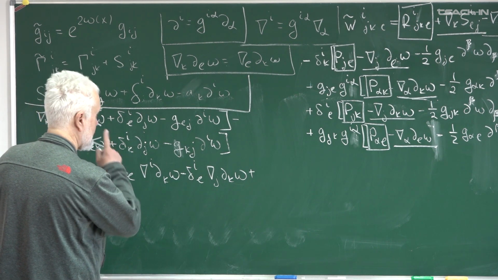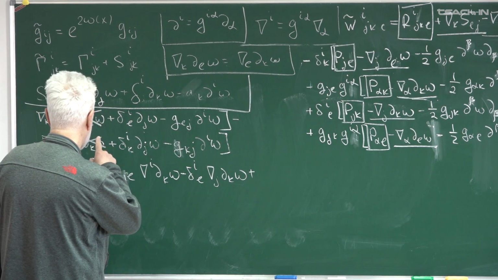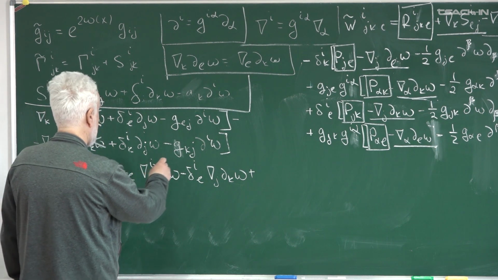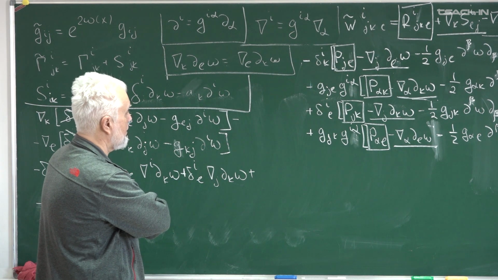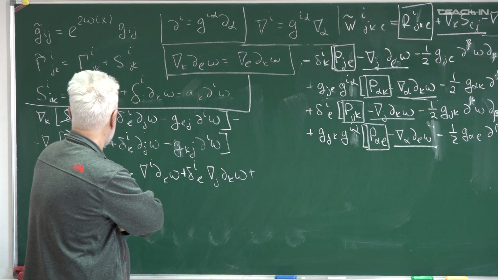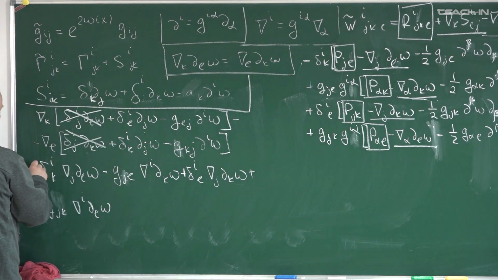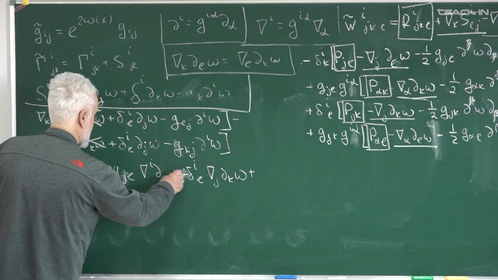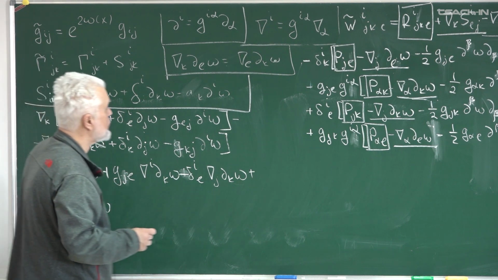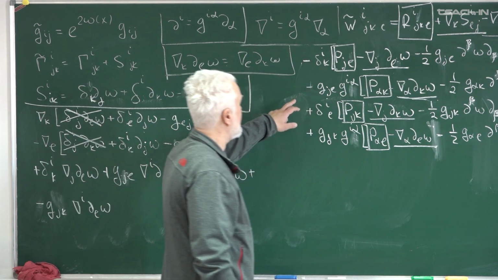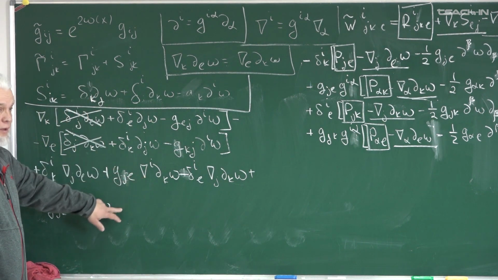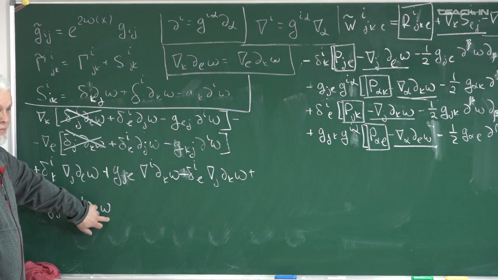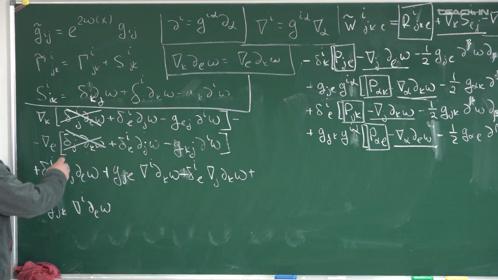Sorry, let me check it. Oh, sorry, they have a plus, minus, minus. I'm sorry. Let me check. Yes, you have plus. No, we have plus, and then minus. I'm sorry. The same. Now we.